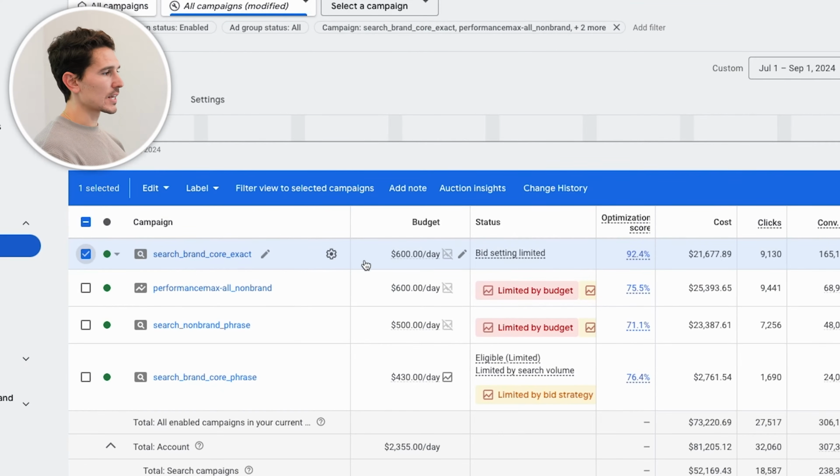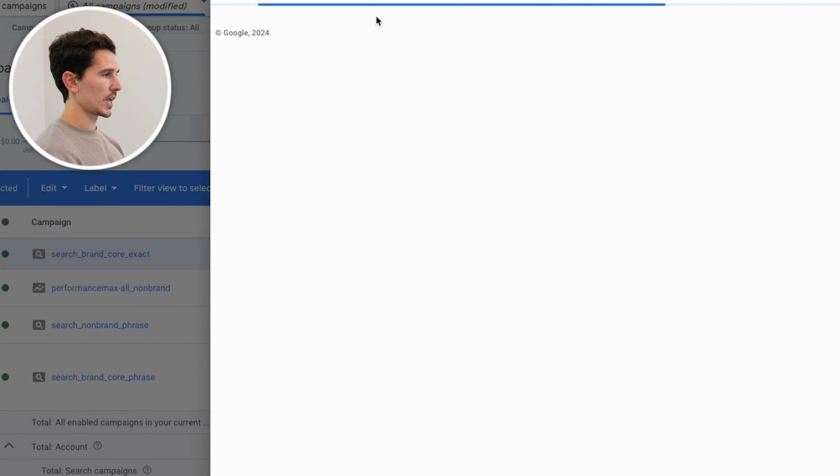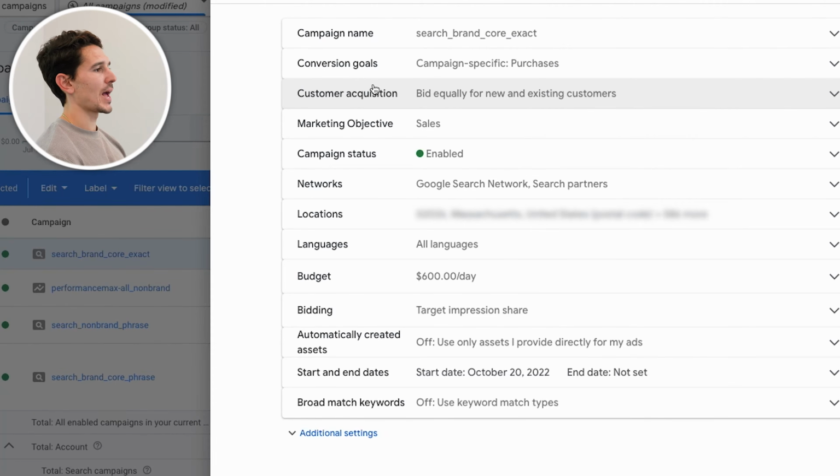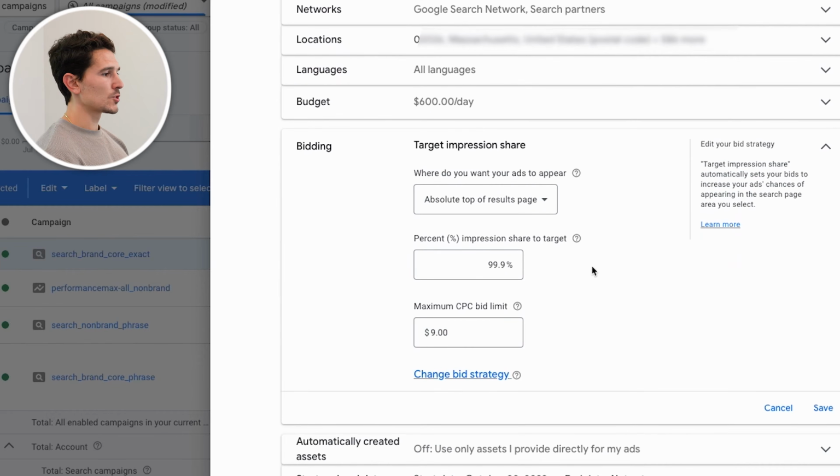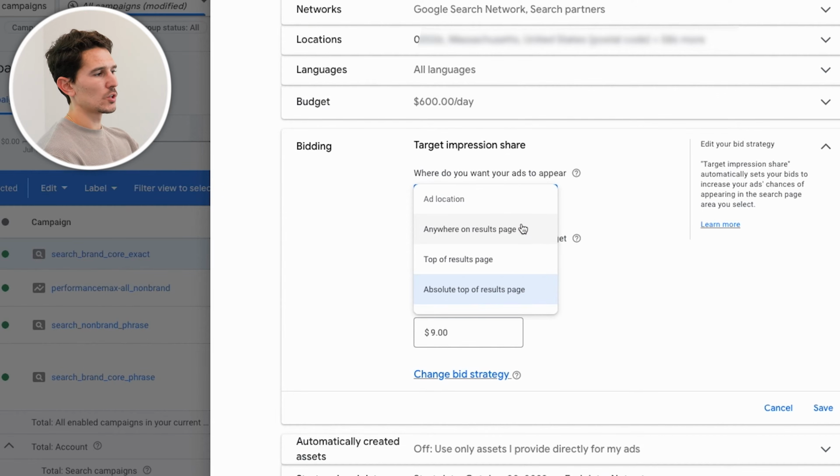Now, the actual settings of this campaign are really critical too. So if you actually click into the settings of the campaign, and when you set this up, you're setting this up as a manual search campaign. When you go to set this up, it's critical to bid on a target impression share, right? So as you can see in this case, for this brand in particular that I've been showing you, we're bidding for the absolute top of page results. And basically you have three options here. Anywhere on the results page, top of results page, absolute top of results page.